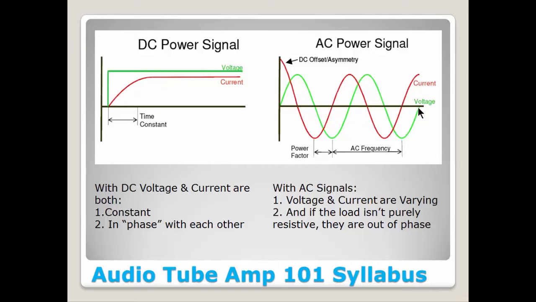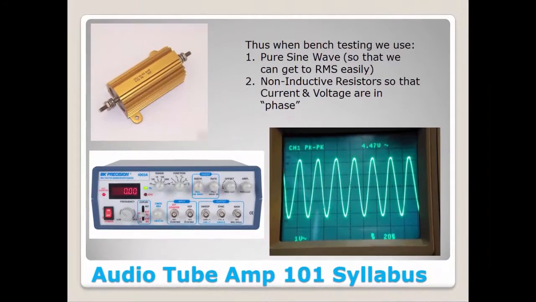Which, what does that mean for us, and why am I telling you all this? It makes it really hard to measure a signal using an inductive load, i.e. a speaker. Thus, when we are bench testing, we use, one, a pure sine wave. We try not to use audio off of our iPod or iPhone or whatever when we're trying to measure audio output, power output. It just doesn't work out well. We use a sine wave.